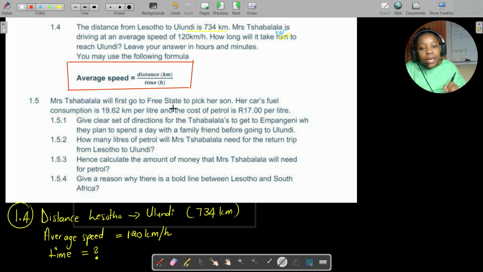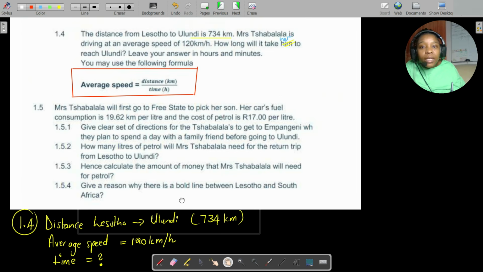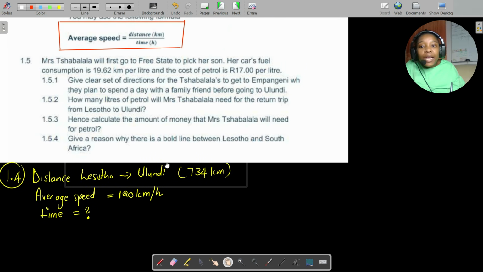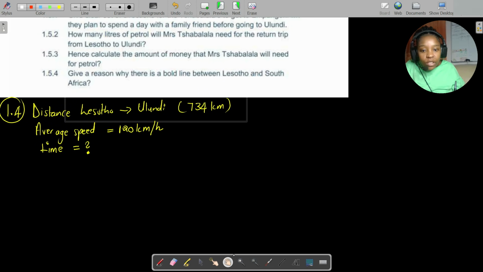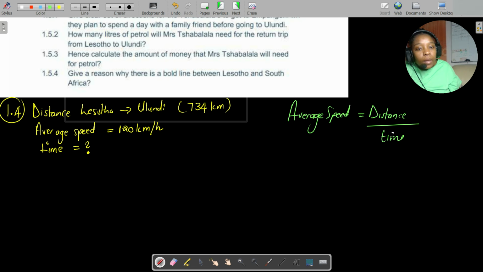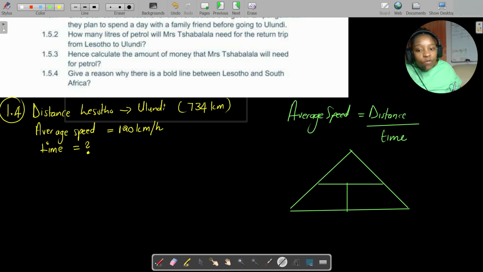The units for time need to be in hours, right? But now you need to know how to manipulate this formula to determine time. So here, remember, they've just given us the formula that we're supposed to use, that average speed is equal to distance over time. Okay, so remember, from this you can just create that triangle for yourself. We've discussed this, and the reason why we create this triangle is we're just trying to make our lives a bit easier, right?